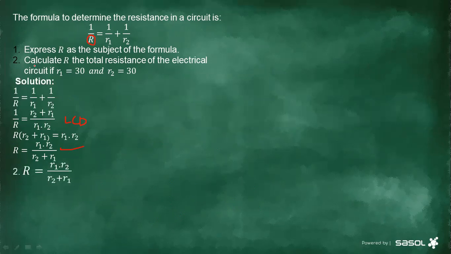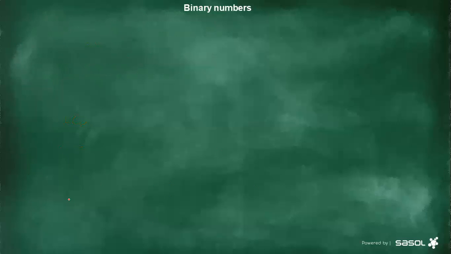Then from there, the second step, they call it R, the total resistance of the electrical circuit. If R1 equals 30 and R2 equals 30, then we're just going to substitute the values there, and the answer is going to give us 30. So it's very simple to calculate that.